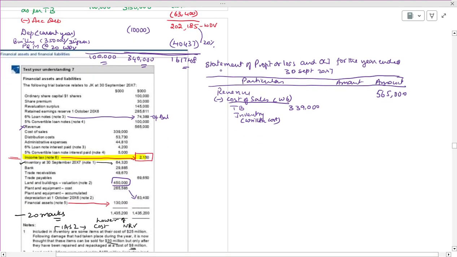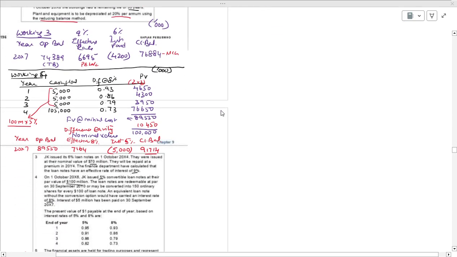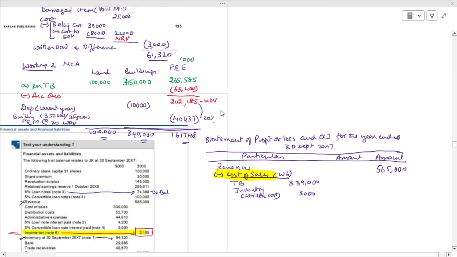3,000. Okay, this is the loss. This is what we are doing with respect to cost. This is with respect to cost of sales. Fine. Now, next. Anything else we have to do? Check. Anything else?